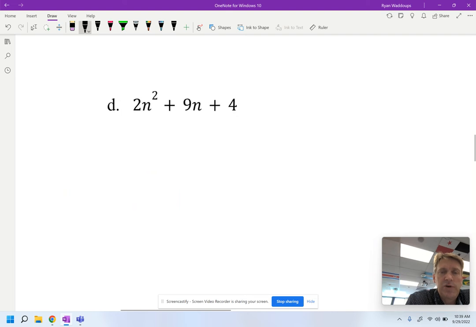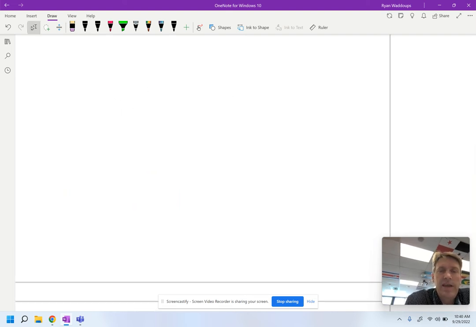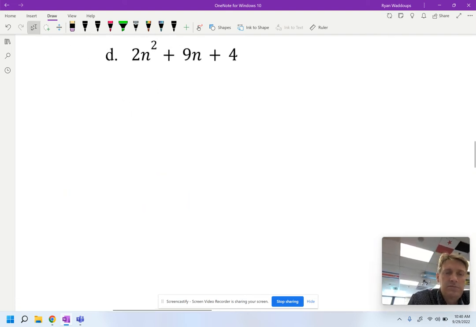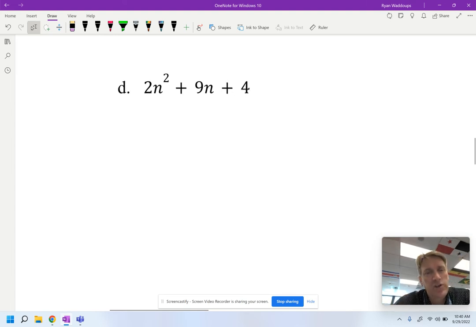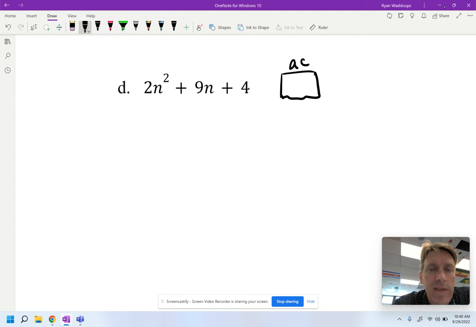All right, D, 2n squared plus 9n plus 4. You should always check for greatest common factor, by the way. I look at that 2 and I think, hey, maybe I can factor that 2 out. But 9 is not even, and so I can't factor out the 2. And even though the first two terms have an n, the third doesn't. So there's no GCF. So we go to A times C, AC, and that's 2 times 4, or 8.